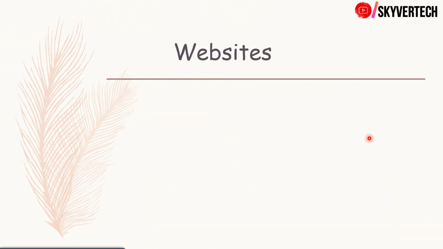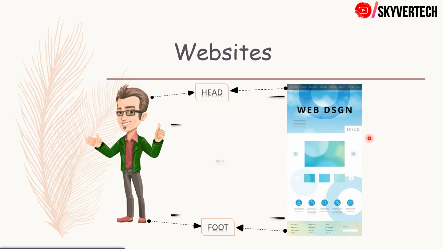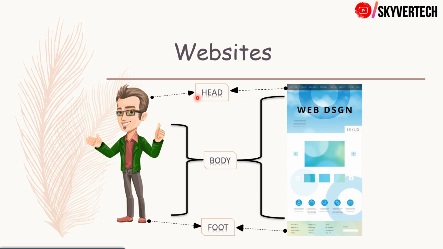Let's compare a person to a website. We have head, foot, and body. But in terms of websites, it's actually called header and footer. In body, we have arms, legs, and stomach, whereas websites have text, images, videos, and icons.